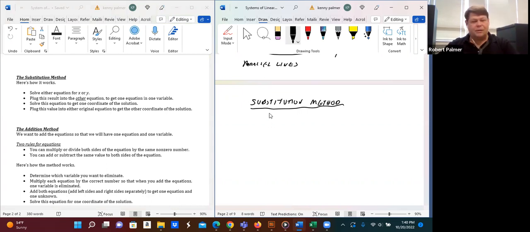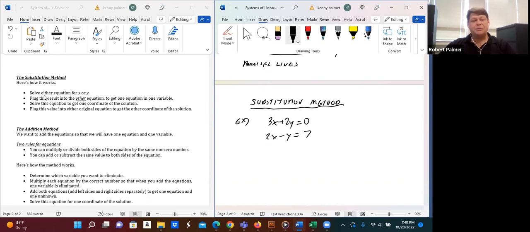In fact, what we'll do is let's take a look at this example right here. So we'll do this example and we'll explain how the method works. So our first equation is 3x plus 2y is equal to 0. And our second equation is 2x minus y is equal to 7. Okay. So once again, we have a system of linear equations. Both are linear. We have two equations with two variables.